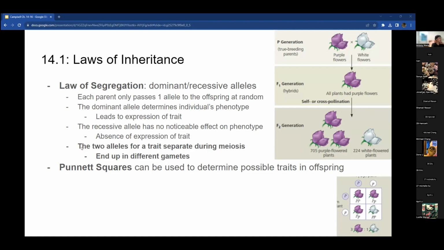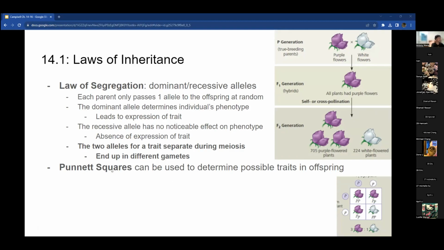The two alleles for a trait separate during meiosis. This is called the law of independent assortment. We'll go over this in a bit. But when meiosis happens, the resulting gametes only have one chromosome per gamete, and each chromosome will carry one allele.